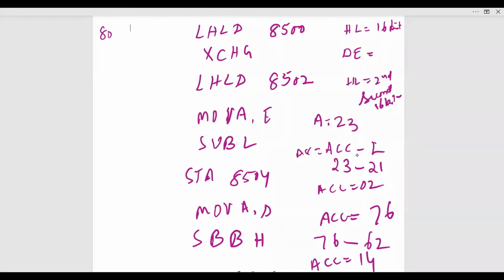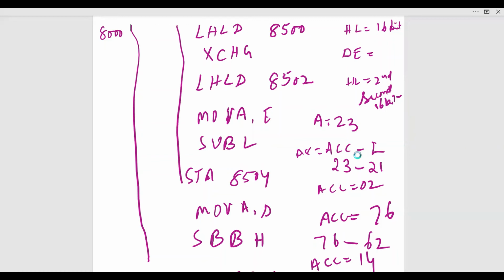So start with 8000. Similarly, you know that LHLD 8500 is a 3-byte instruction, and the LHLD opcode is 2A, followed by the lower byte of the address and then 85. Exchange, so 3 memory locations it has taken, 8000, 8001, 8002. Now it is 8003. So exchange, EB, is a single byte instruction. Next is 8004. So LHLD again is 2A 02 85. So 4, 5, and 6.